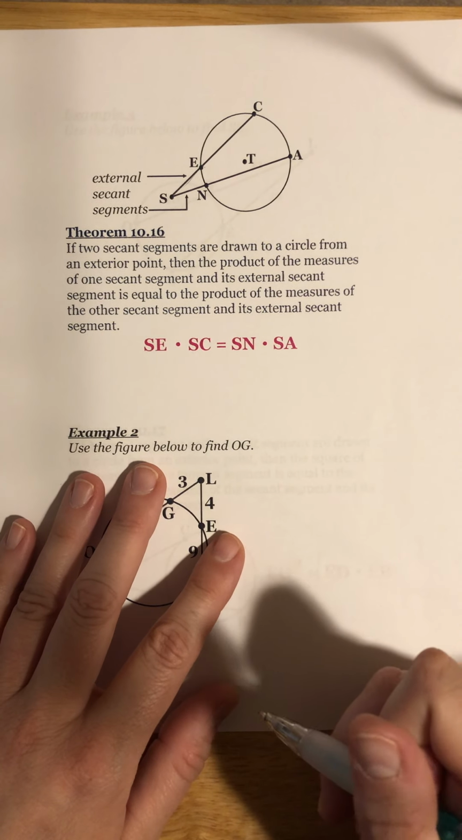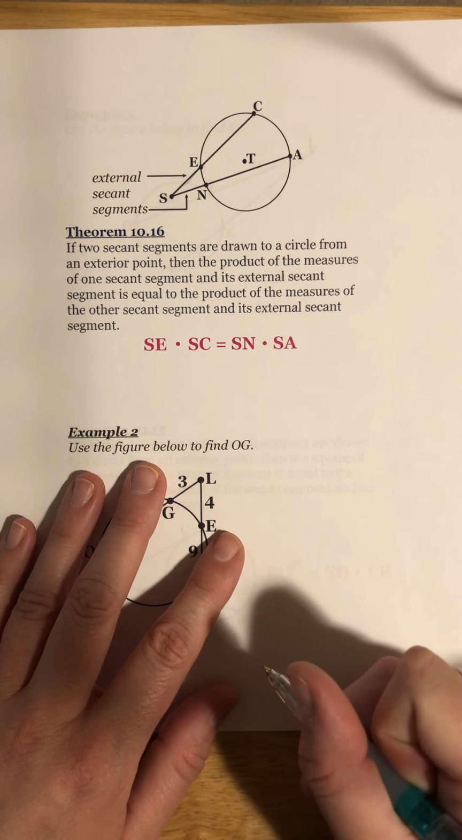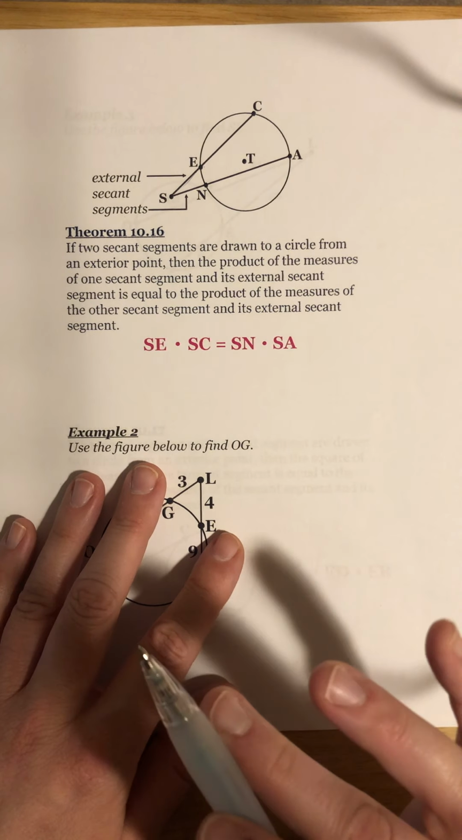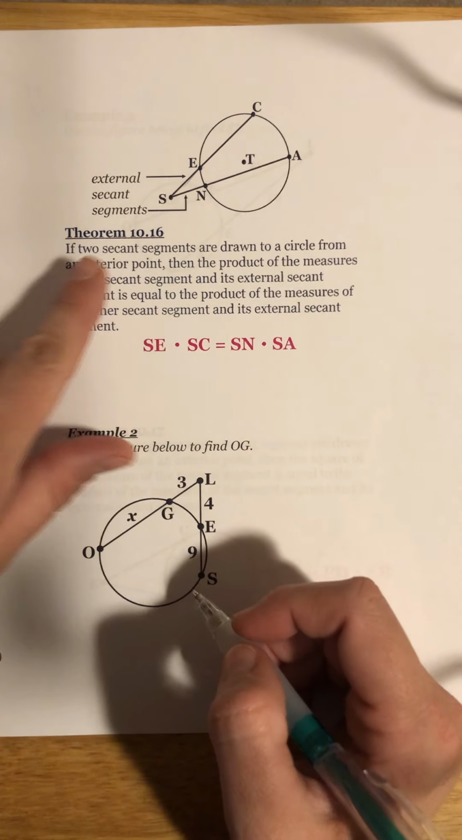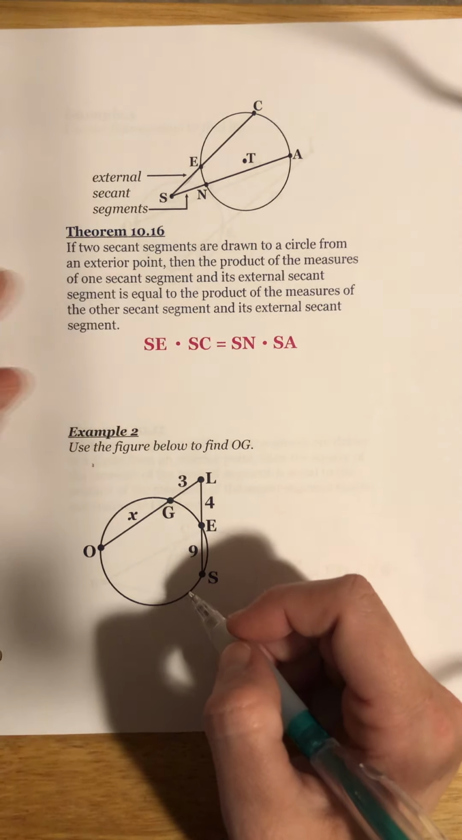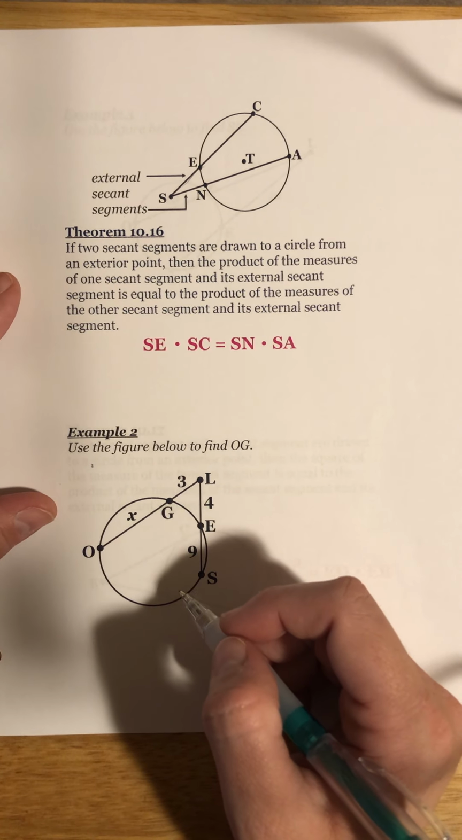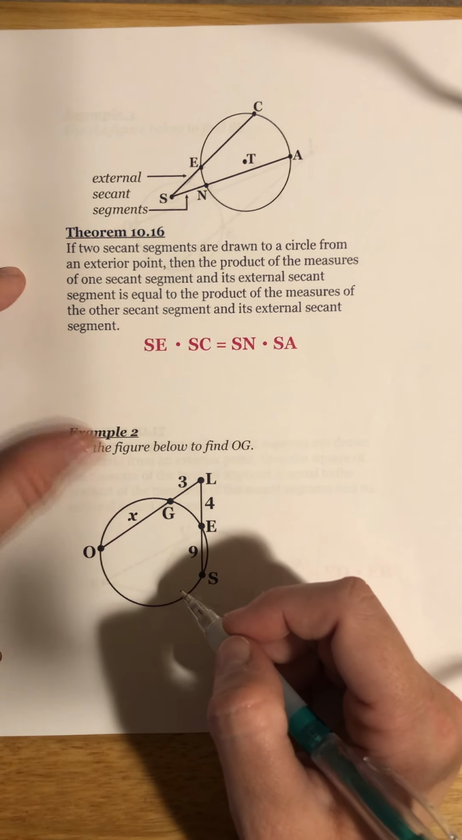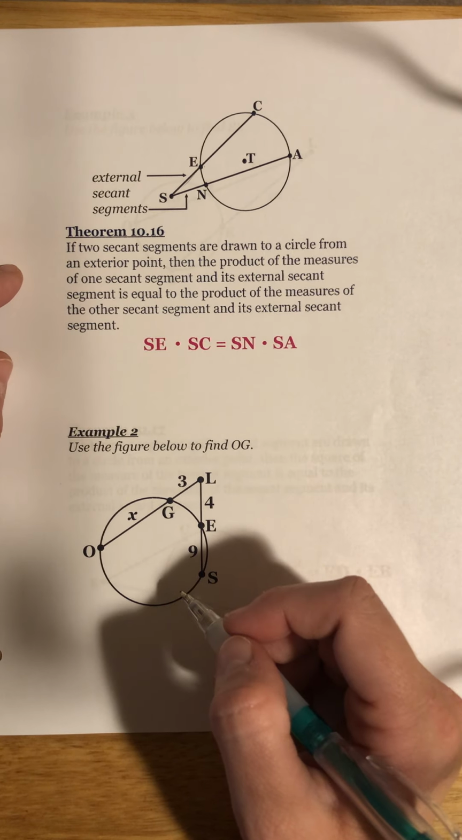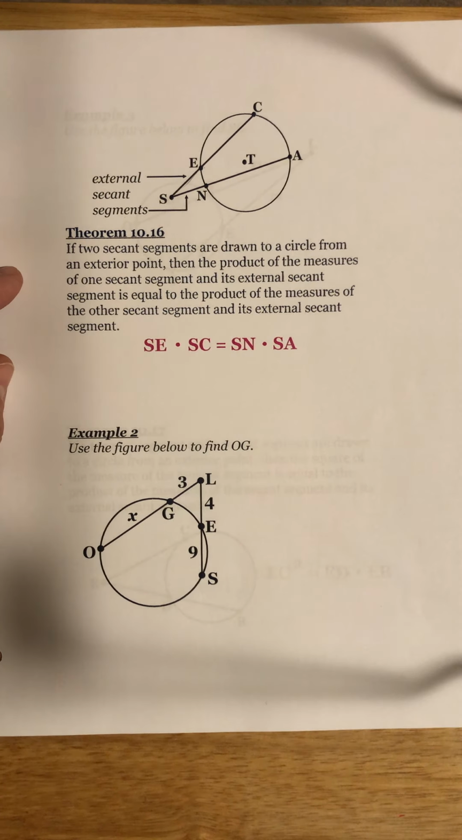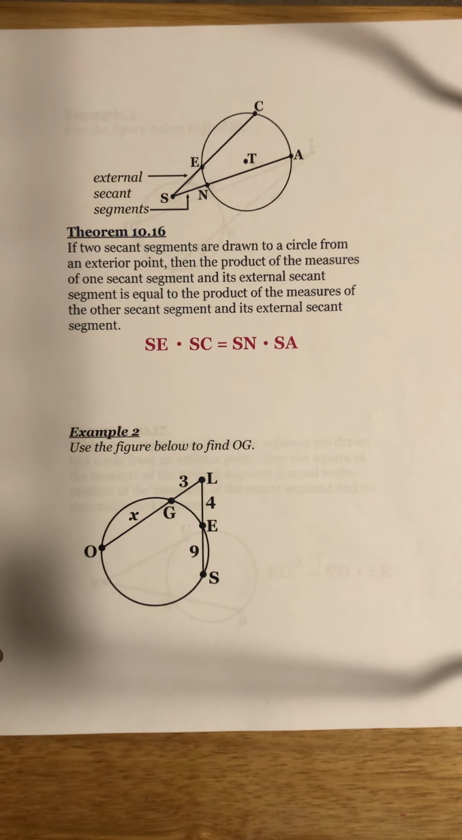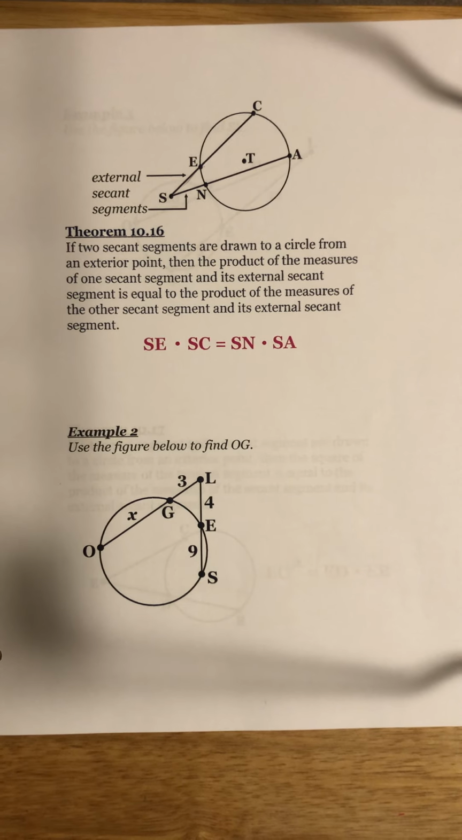Okay, so it says if two secant segments are drawn to a circle from an exterior point, that word's important, exterior point, then the product of the measures of one secant segment and its external secant segment is equal to the product of the measures of the other secant segment and its external secant segment. These theorems are so wordy, y'all. Let me break this down for you, make this easy.